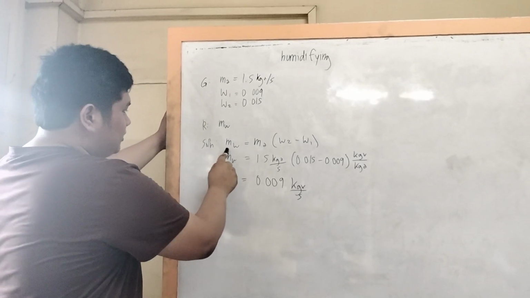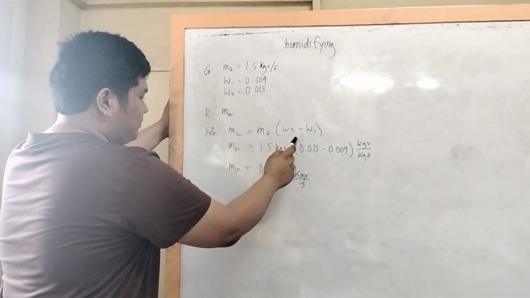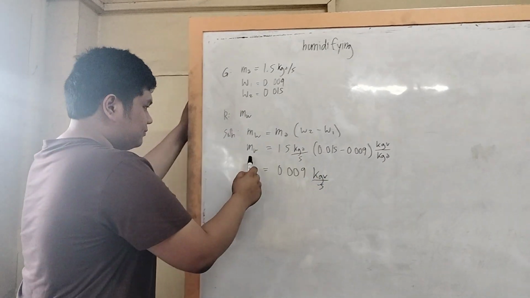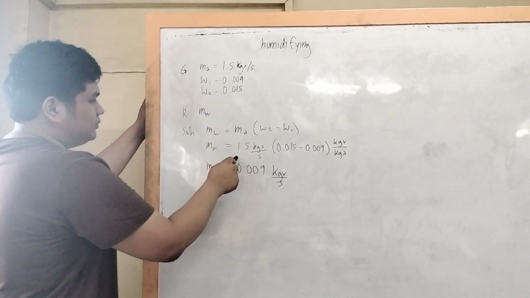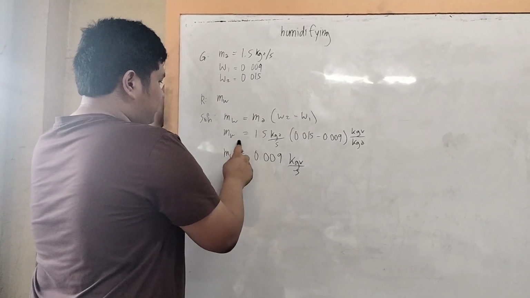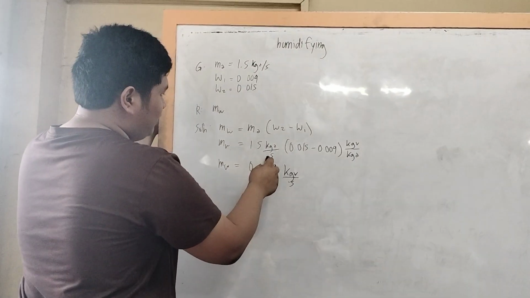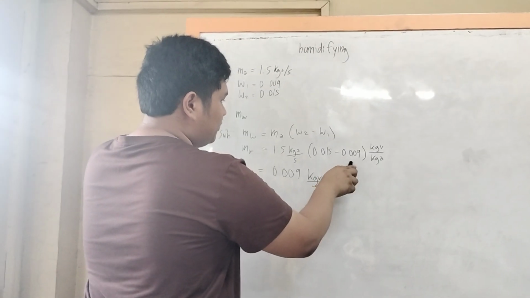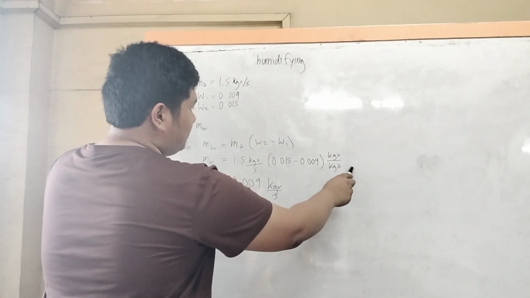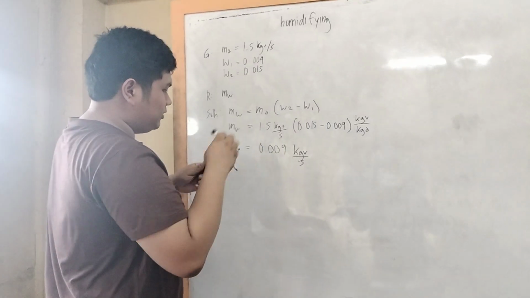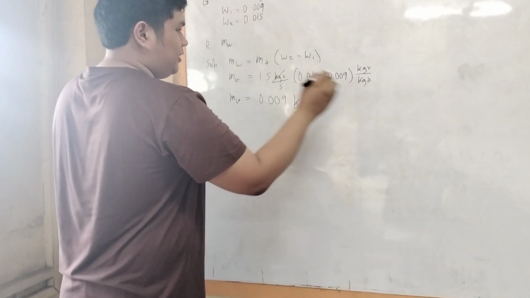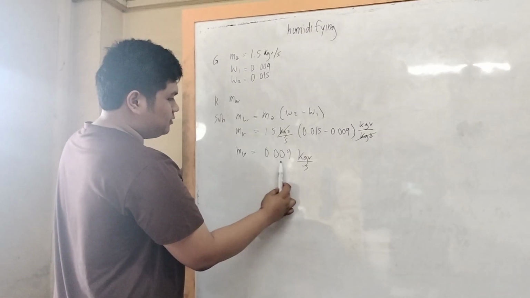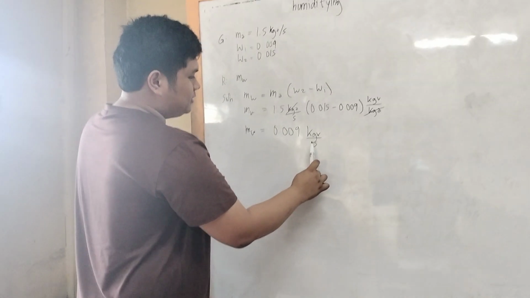So we have the solution: mass of water vapor is equal to mass of air times humidity ratio 2 minus humidity ratio 1. So we just input the values. Mass of water vapor is equal to 1.5 kilogram of air per second times 0.015 minus 0.009 kilogram of vapor per kilogram of air. So times the units. And then we have mW is equal to 0.009 kilogram of vapor per second.